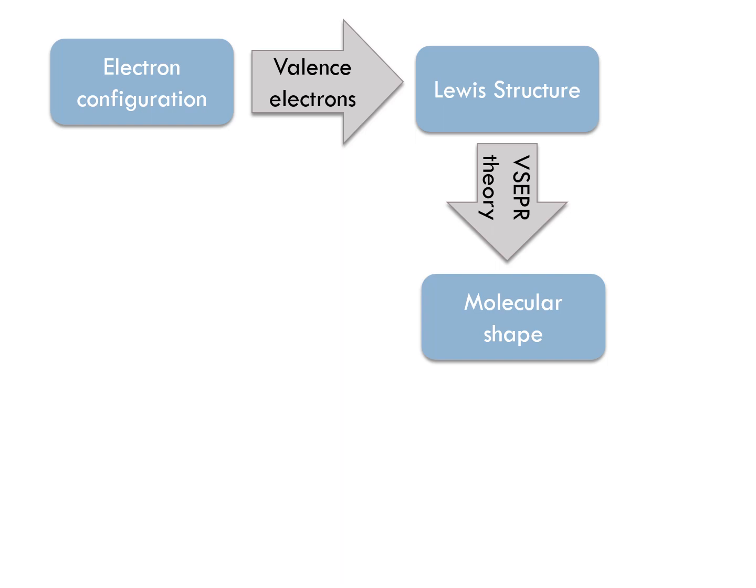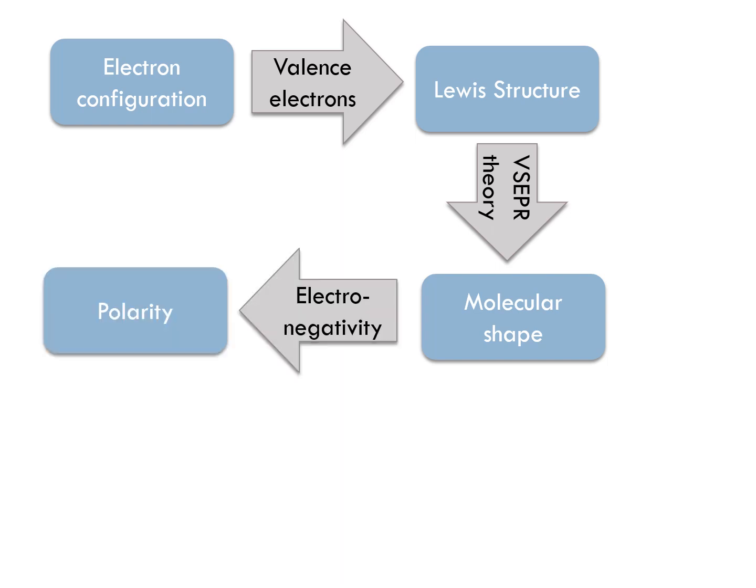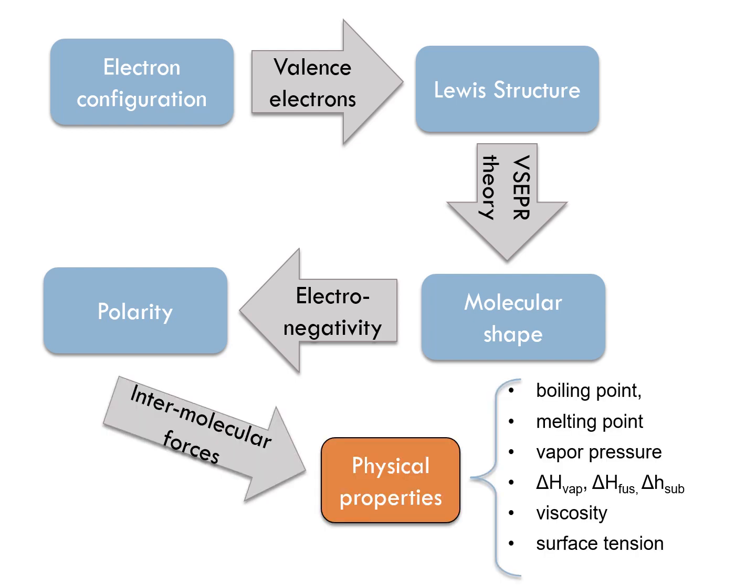Now, the molecular shape, based on the symmetry or lack of symmetry in the molecule, and based on the difference in electronegativity between the atoms, allows us to figure out if the molecule is polar or not. And what we will learn in this unit is to use this information to determine what type of intermolecular forces are involved in that substance. And as we will see, these determine the physical properties like boiling point, melting point, vapor pressure, the enthalpy of vaporization or other change of state, the viscosity of the substance, and its surface tension.